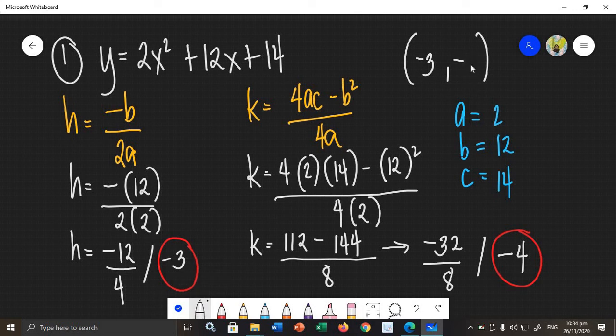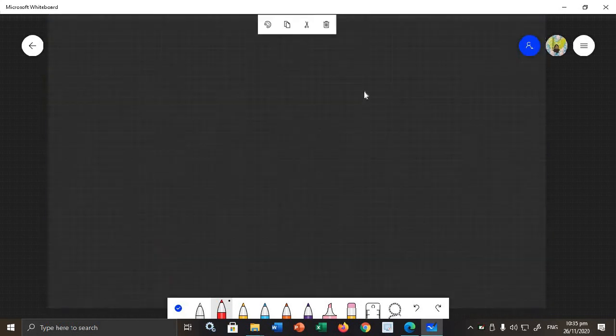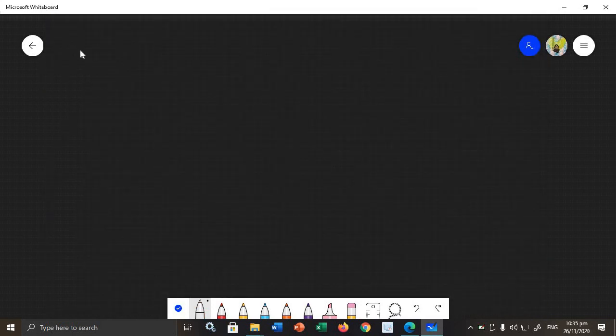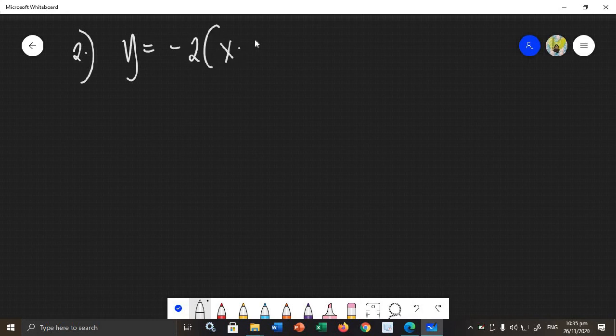Now, the center of example number 1 is quantity negative 3 and negative 4. So that is how you find the center if the given is in standard form of quadratic function. How about if the given is like this? How about if the given is written in this form? This is the other form of quadratic function. So how are we able to find the value of the center if the given is in this form?